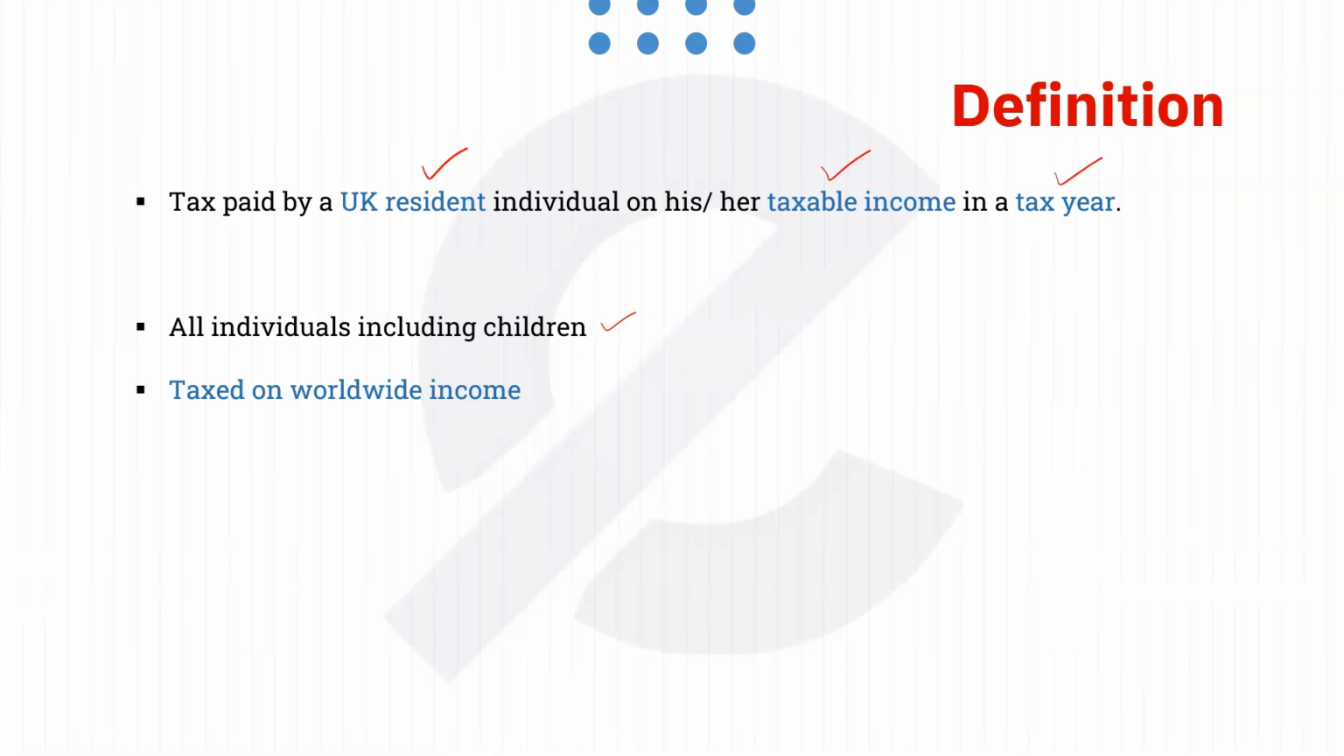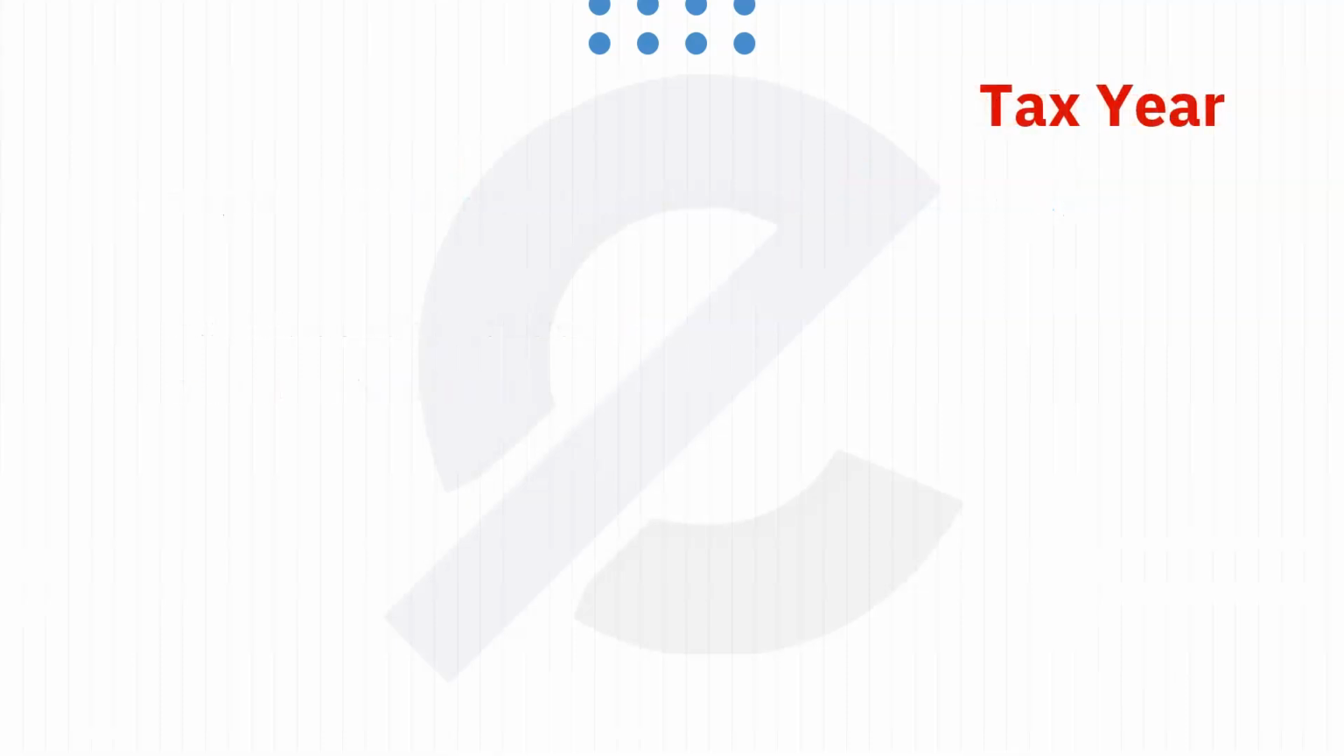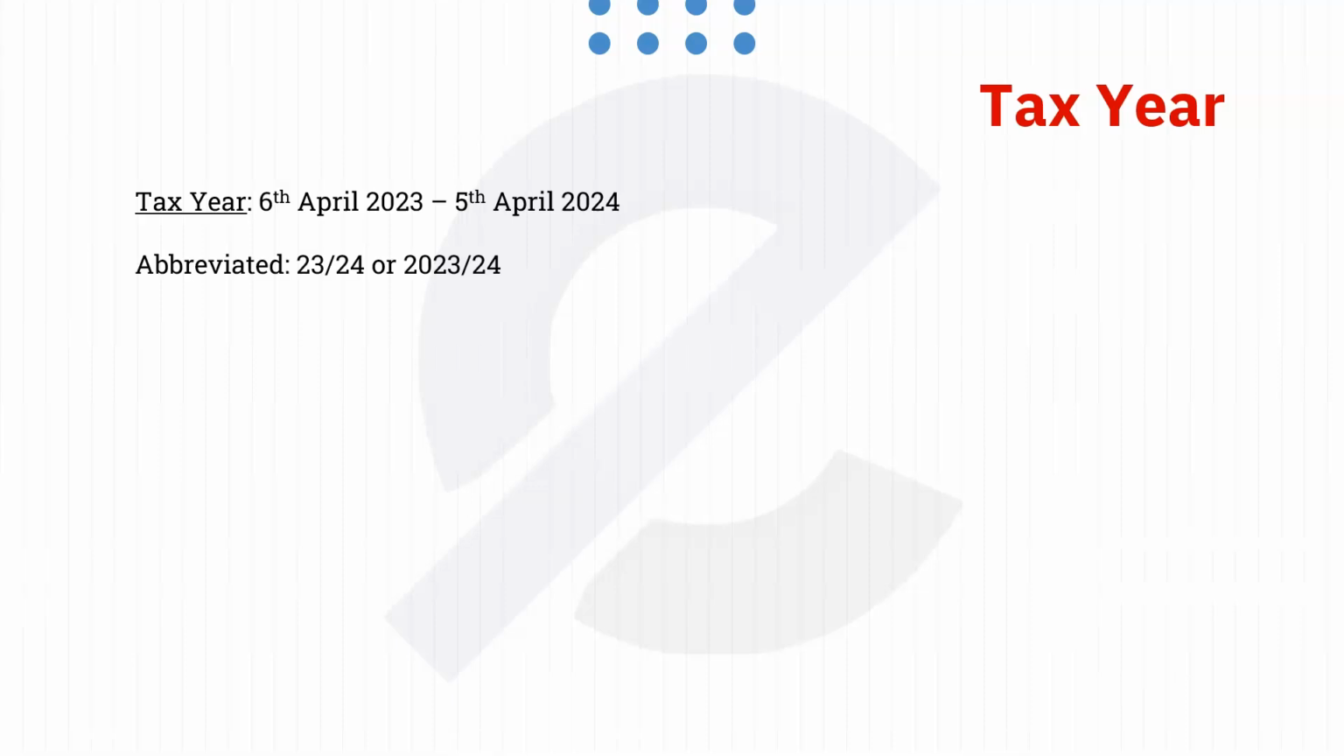While we will be looking at who is considered a UK resident individual and what taxable income constitutes of in future discussions, for now we need to be clear that income tax is paid by individuals meeting a certain criteria on their income earned during a particular period, which is known as the tax year. The tax year runs from 6th April of one year to the following 5th April. For our exams, the relevant tax year is 6th April 2023 to 5th April 2024.